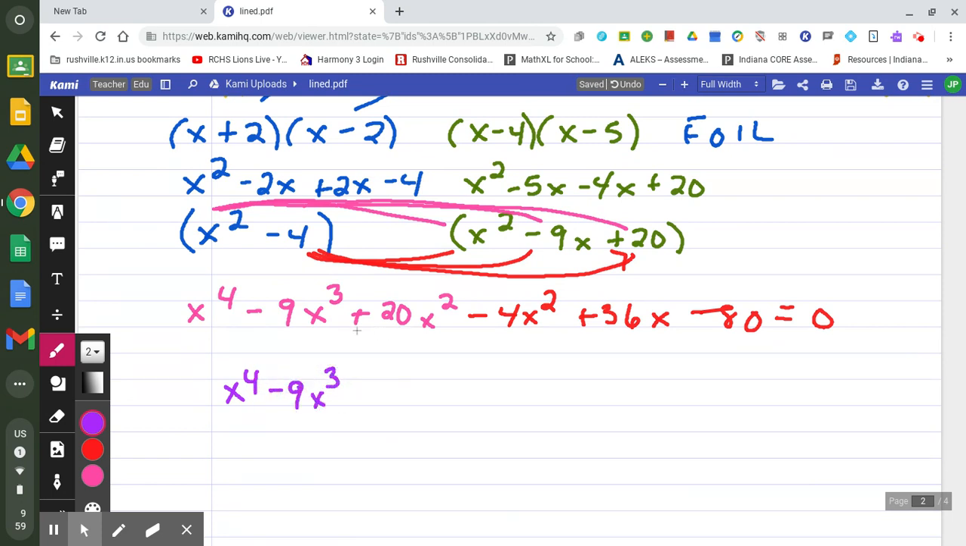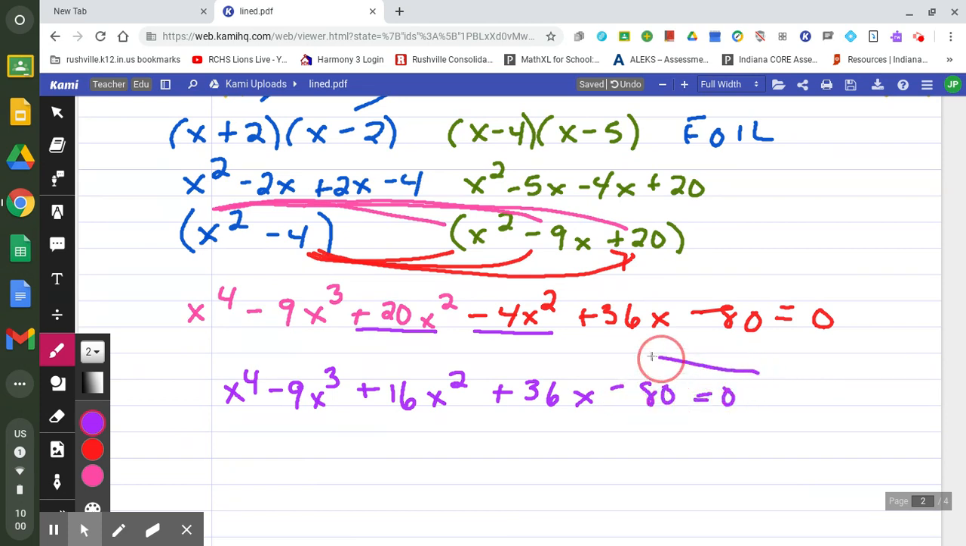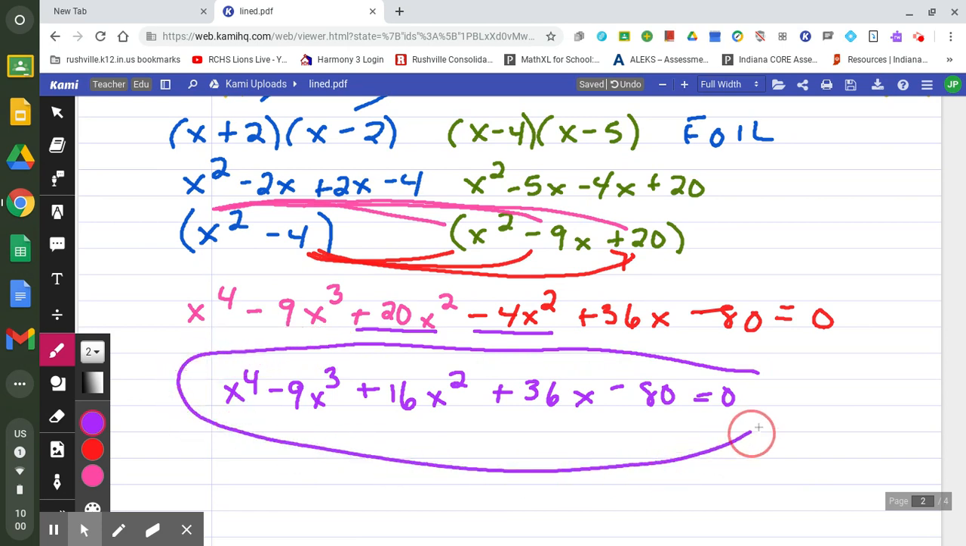But then I have this x squared and this x squared. So 20 minus 4, so I'm going to have plus 16x squared. I only have one square term, and then I have one plain number. So again, in Math Excel, you'll need to find what blanks they want you to fill in. And that's a degree 4.